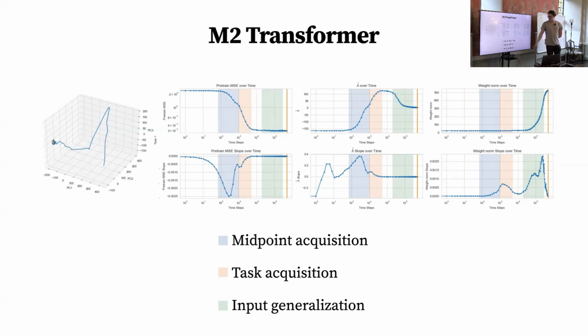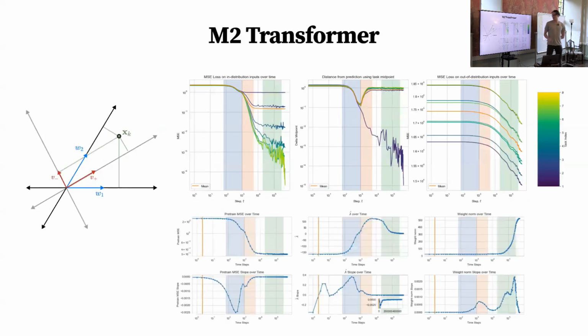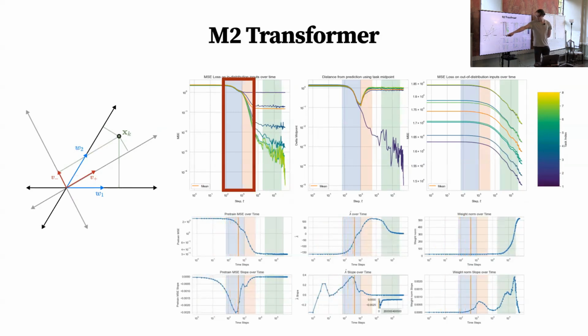Okay. So I've given them different names: midpoint acquisition, task acquisition, and input generalization. This is the same as before-ish. This is relatively the same as before. This first stage is a little different. What happens during the first 2 stages is that the model seems to learn the task. For most of the tokens, especially the early tokens, the loss reaches a plateau and it stays there for the rest of training.